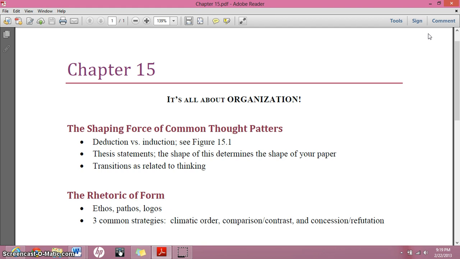So if you look at figure 15.1 in the textbook, you can see that it's just a really good visual for what deduction and induction are. So if you're not quite understanding the terms, just look at the diagrams and it shows it pretty clearly. So they're just different ways that you can organize your thoughts.